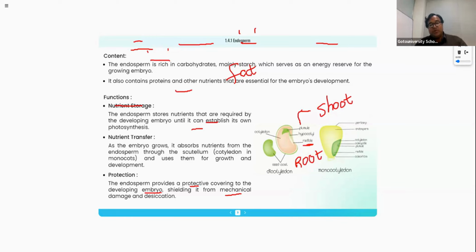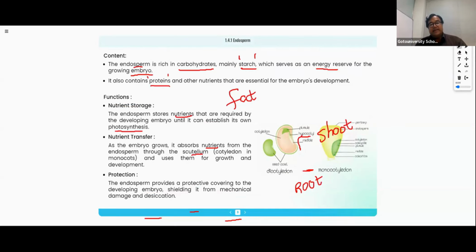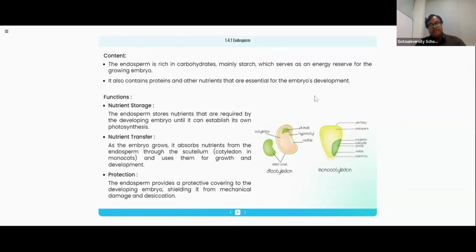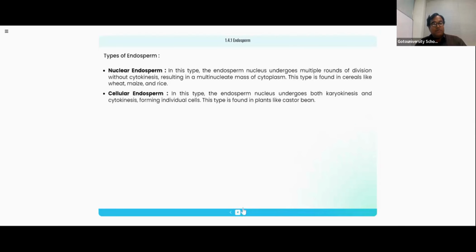If you're talking about the embryo, it is also called the developed seed. So the embryo or the developed seed is formed from the zygote. The other name of the zygote is a developing seed, right? If you're talking about the nuclear endosperm structure, we are saying the multinucleated endosperm.